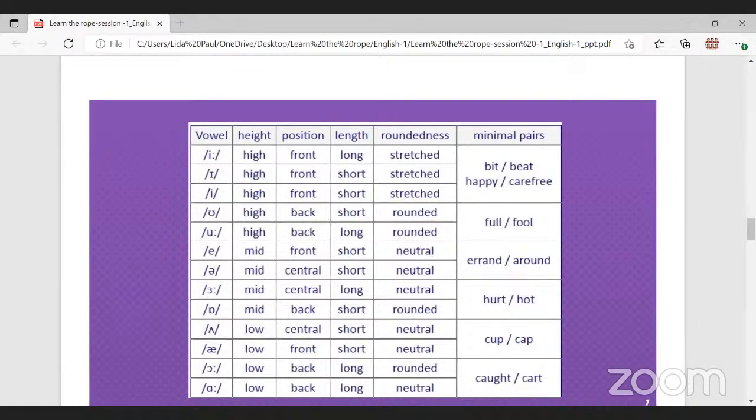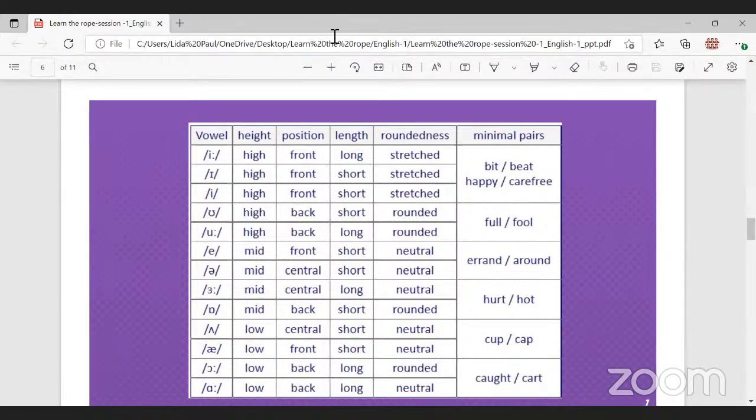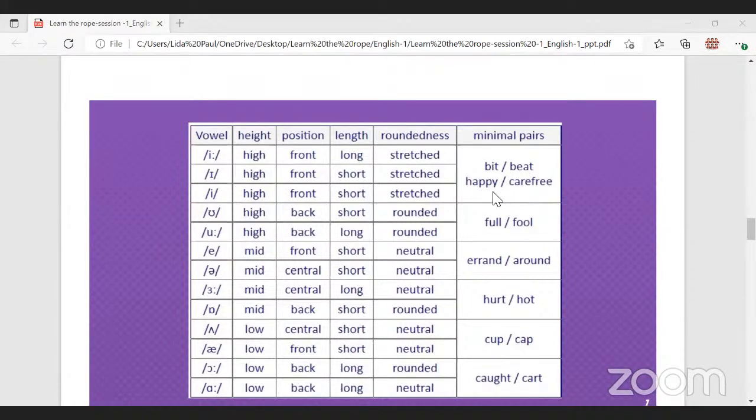Mostly in general, you have 4 high vowels, 4 mid vowels, and 4 low vowels. Similarly for the other one, position: 4 of them front, 4 of them back, and 4 of them in the central position. Take a look at it closely, and you will understand. If you look at the chart, you will understand the pronunciation and the logic of the pronunciation better.